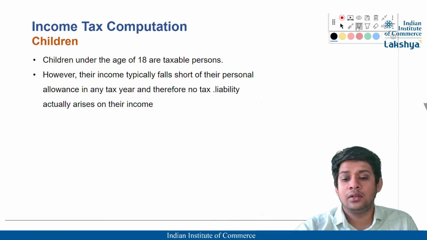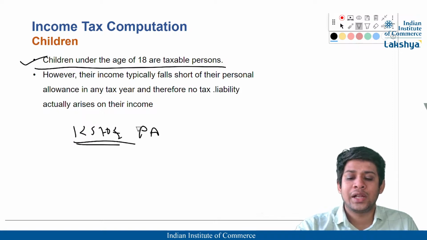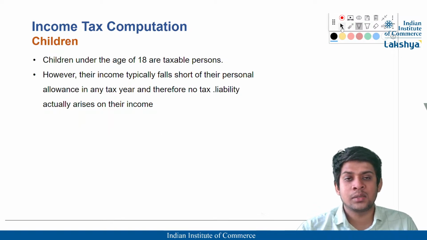Okay. So children under the age of 16 are also considered taxable persons, but usually their income is not so high. They fall short of the 12,570 pounds personal allowance, right? So technically their income will never be chargeable. Okay. But they are considered as assessable persons.